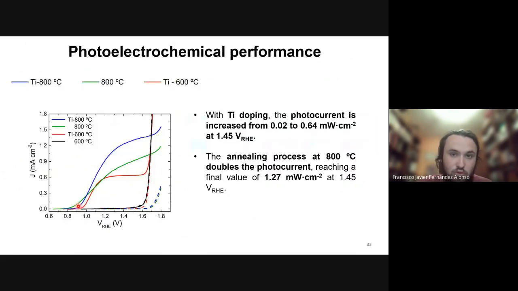We perform some photoelectrochemical performance measurements. We see how by doping with titanium and applying the low temperature annealing step, the photocurrent can be increased from 0.02 to 0.64 milliwatts per centimeter square. And if we combine this with the high temperature annealing step, we double the photocurrent to 1.27 milliwatts per centimeter square.